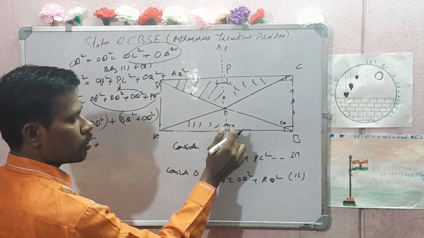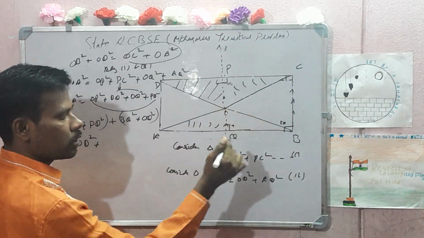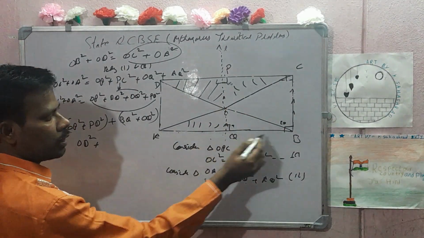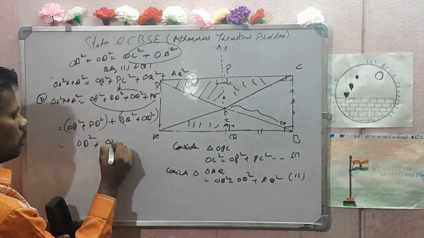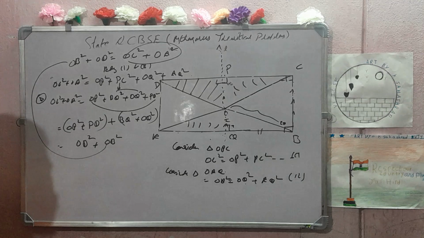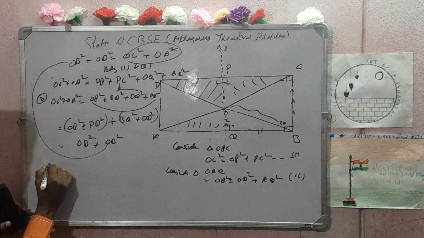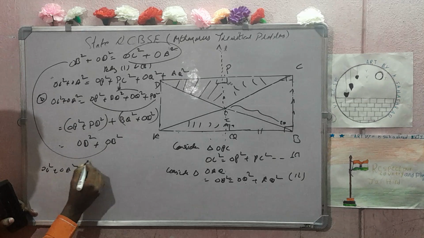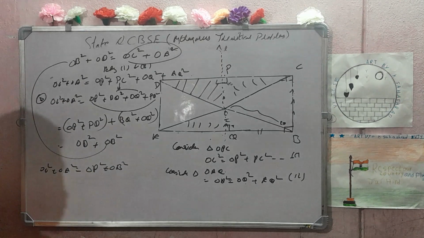BQ square plus OQ square. Square on the hypotenuse is equal to sum of squares on the other two sides. So BQ square plus OQ square will give OB square. So it is OB square plus OD square. So hence the theorem. Therefore I started with OC square plus OA square and I ended with OD square plus OB square. So there ends the theorem.